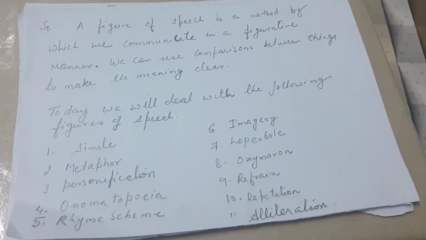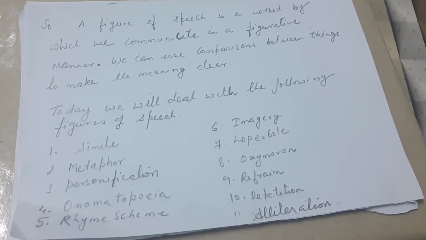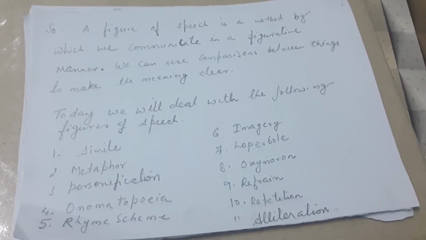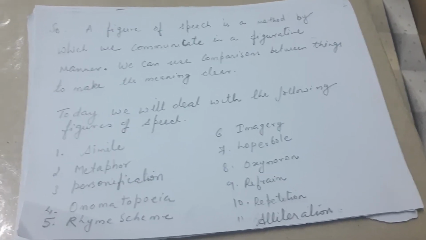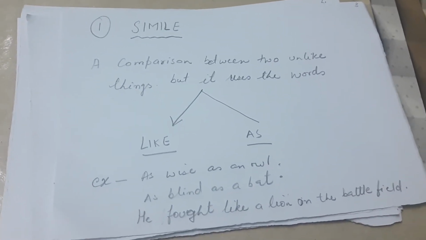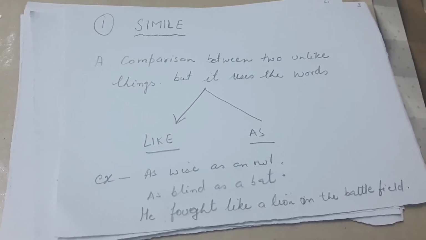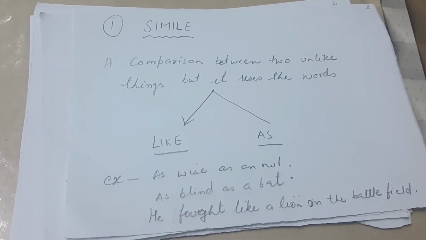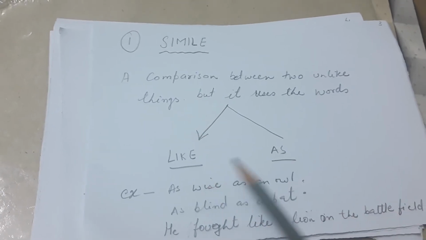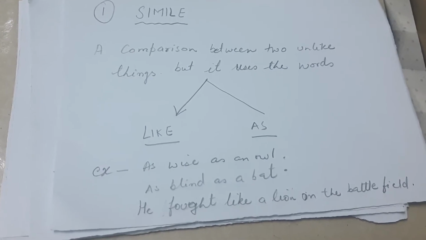Today, we will deal with the following figures of speech: simile, metaphor, personification, onomatopoeia, rhyme scheme, imagery, hyperbole, oxymoron, refrain, repetition, and alliteration. So let's start with simile. The word simile means which shows similarity, a comparison between two unlike things, but it uses the words like or as. Examples: as wise as an owl, as blind as a bat.